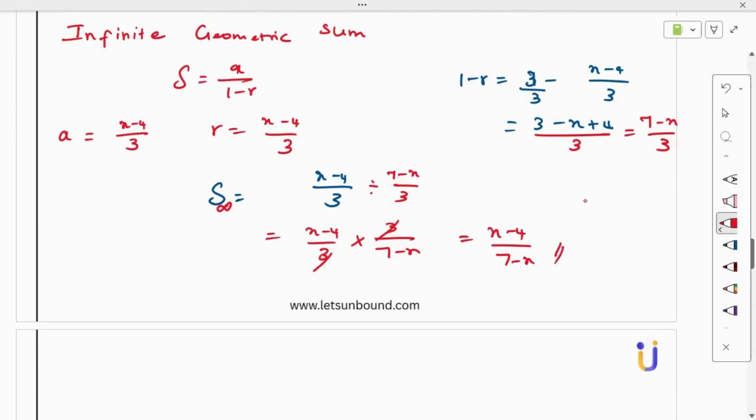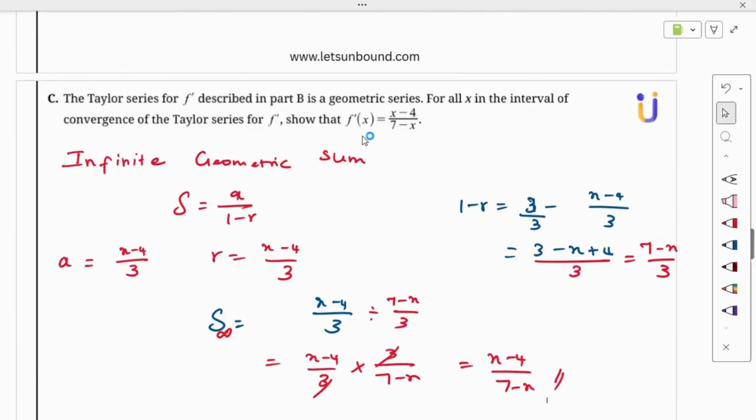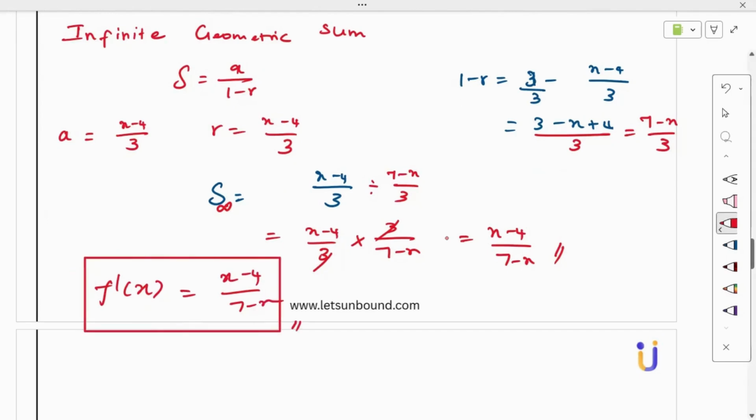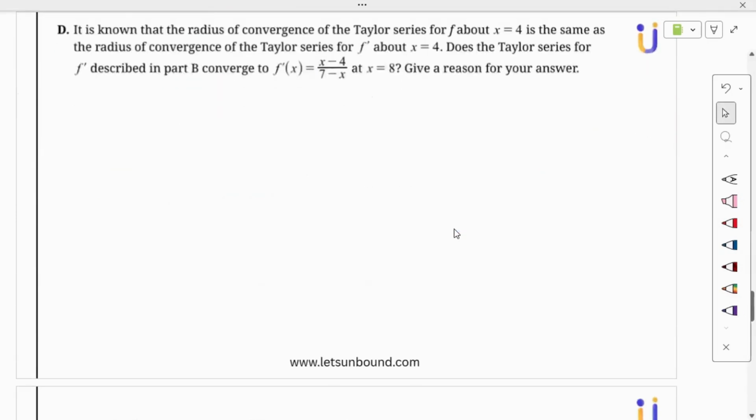So yes, we have proved that S infinity for this f dash of x is this much. If your series is f dash of x, finally it will be reduced to this one. And yeah, we have proved it. Right? Very simple. Now we are moving into the last part.